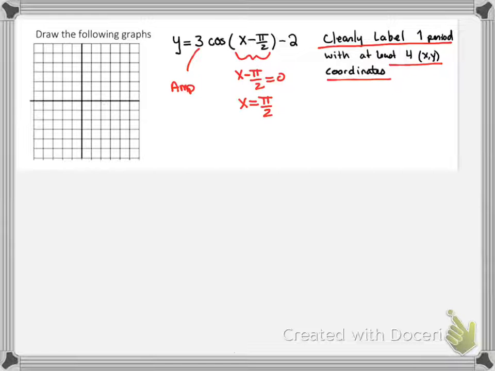That means we're going to go right pi over 2. And then our midline or vertical shift is up 2. So I'm going to start with my vertical shift. Up 2. Down 2.